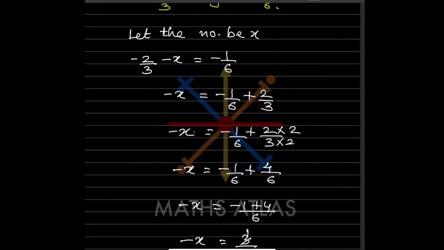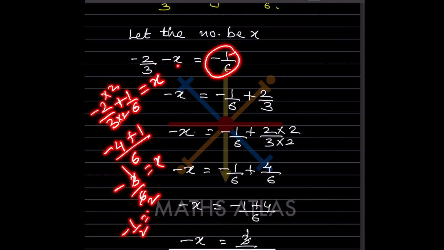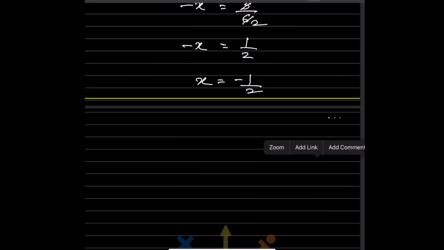Or you can do one thing, if you want directly positive from this step, what will you do? This minus 2 by 3 you will write here. This minus means here will be plus 1 by 6. And if you take this x to the other side, that is going to be plus here. So hope this is clear. Minus 4 plus 1 by 6, so that will be minus 3 by 6 is x. So 3 ones are 3, 3 twos are 6, that will be minus 1 by 2 is x. You can also do it this way as you wish. So by this we have completed today's work.